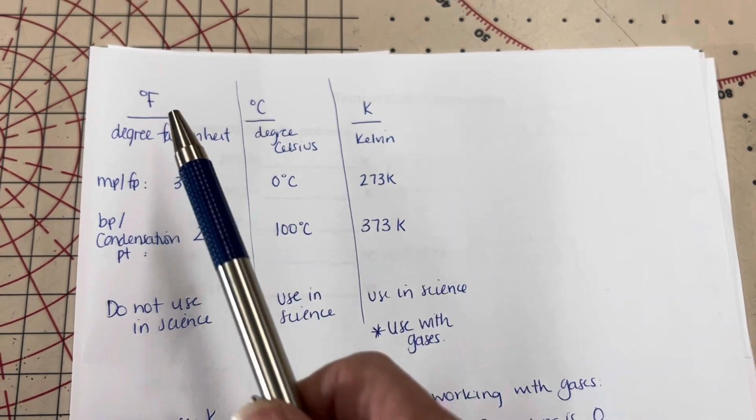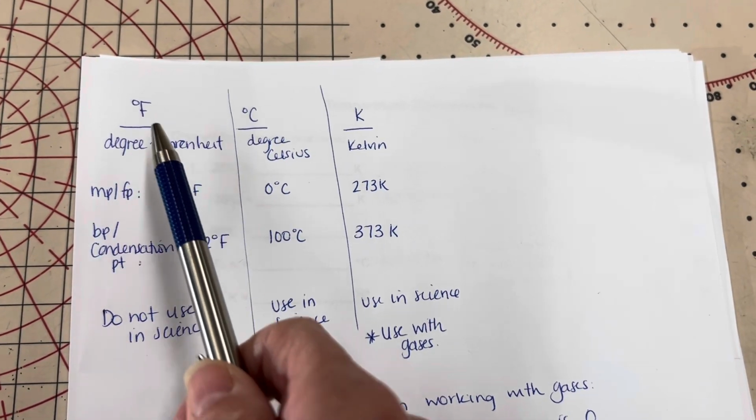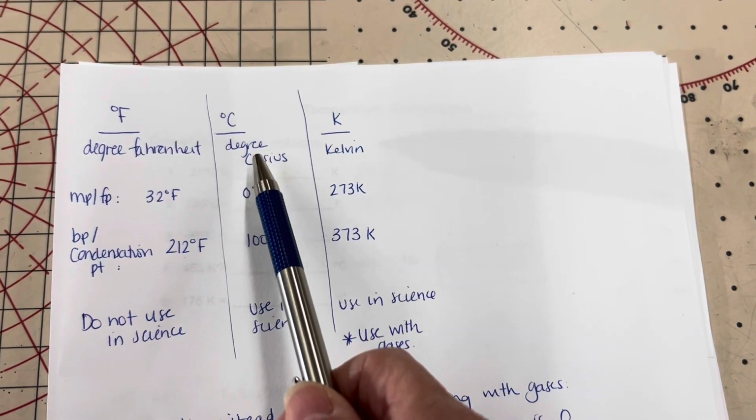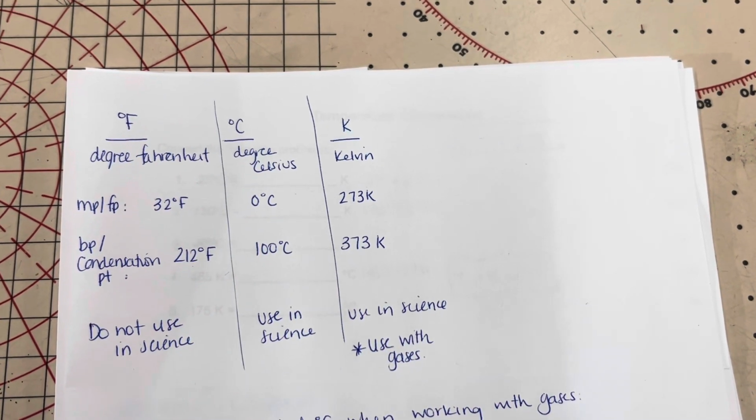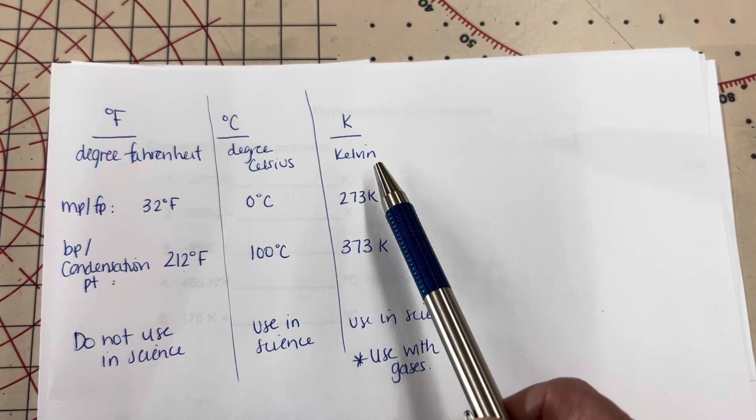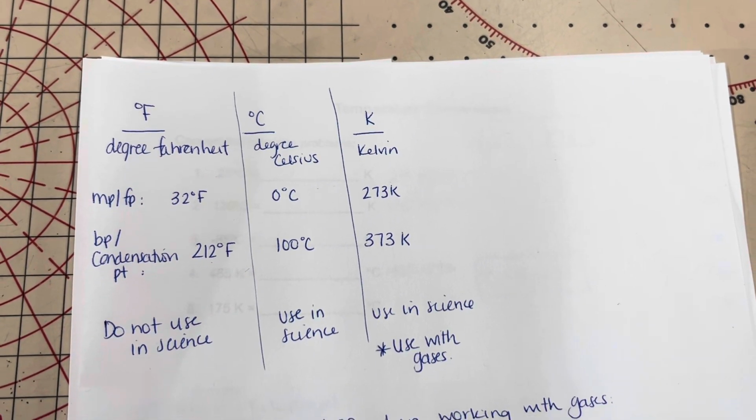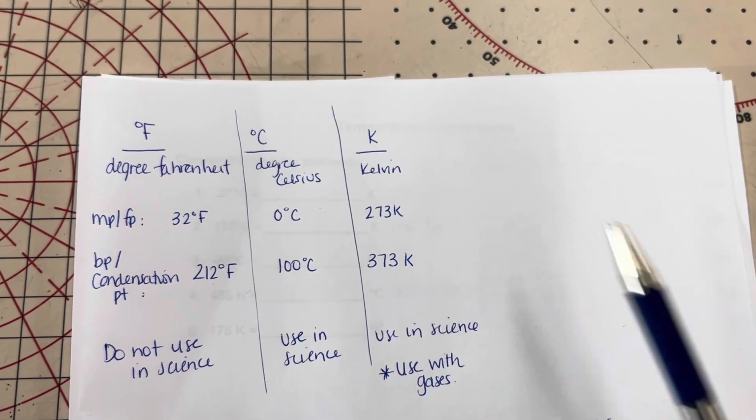Now please note that it is degree Fahrenheit, so you have the degree symbol. It's degree Celsius, so you have a degree symbol. But with the Kelvin scale, there is no degree when you are recording a temperature.